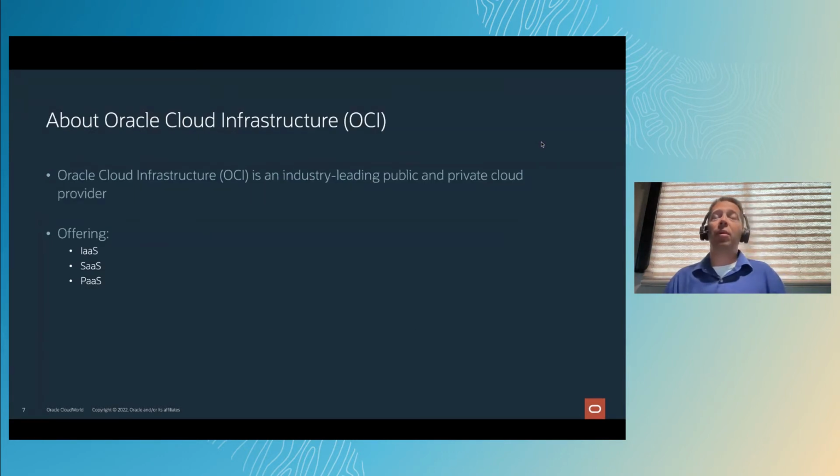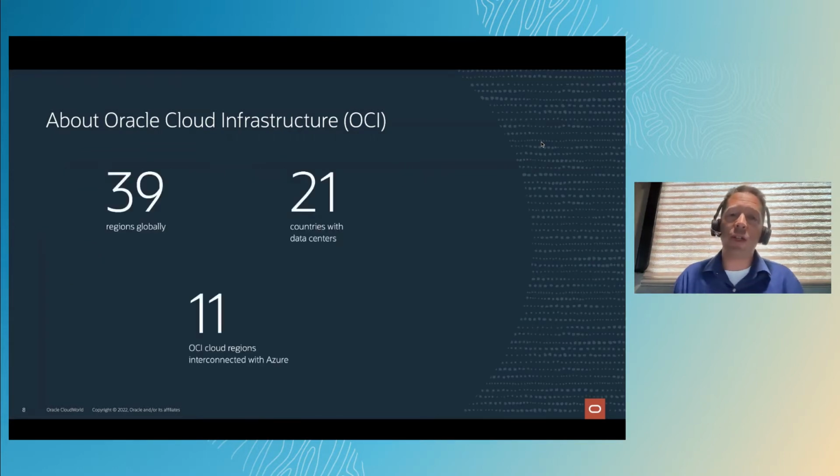Useful to know. Now I want to give you some quick information here about Oracle Cloud Infrastructure because OCI is an industry-leading public and private cloud provider offering different IaaS, infrastructure as a service, software as a service, as well as platform as a service capabilities. We have 39 regions globally, and we have data centers in 21 countries, and 11 of our cloud regions are interconnected with Azure. So if you're looking at a multi-cloud solution or a polyglot cloud architecture, OCI is a really strong platform to be able to interoperate and use.